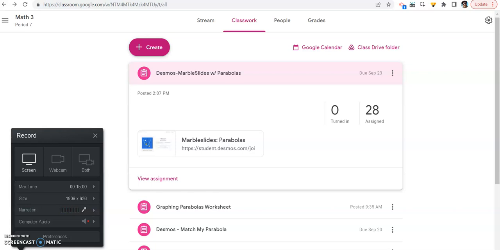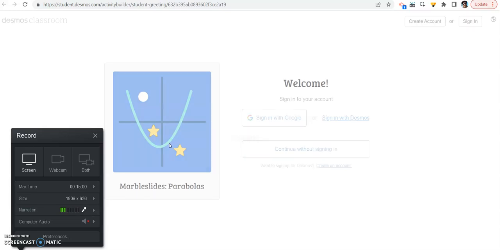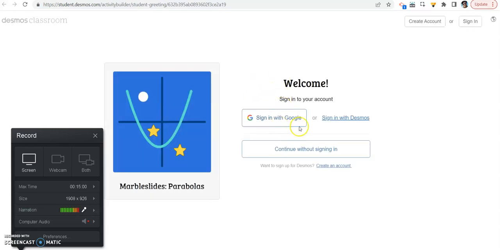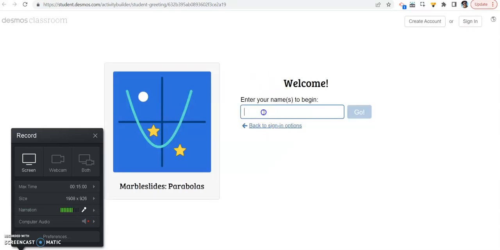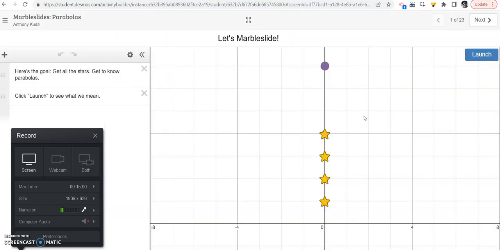Alright, students, this video is going to go over the activity in Desmos called MarbleSlides with parabolas. So here's what we do. Click on that. Make sure to either sign in, or if you continue without signing in, please put your first and your last name. It's just easier if I can alphabetize them for the grade book. Let's do that. Okay, so not much to do here. Make sure to read everything.